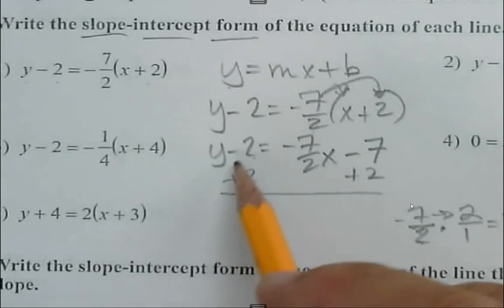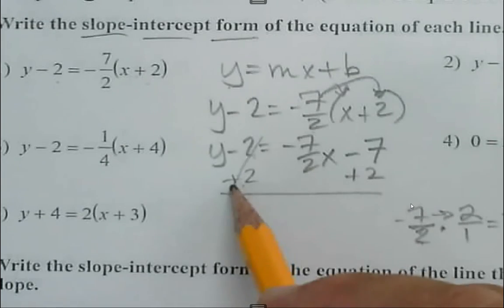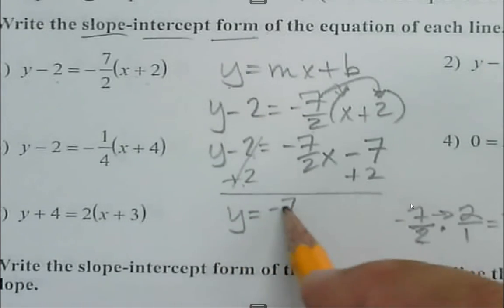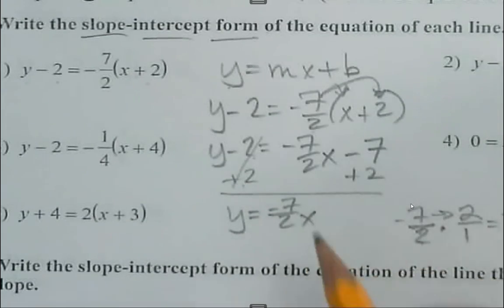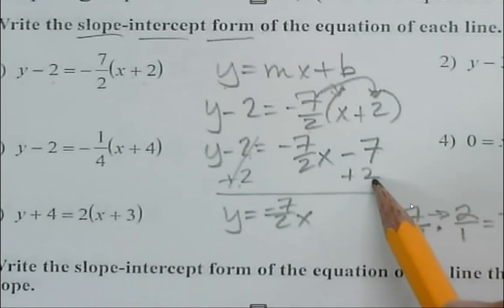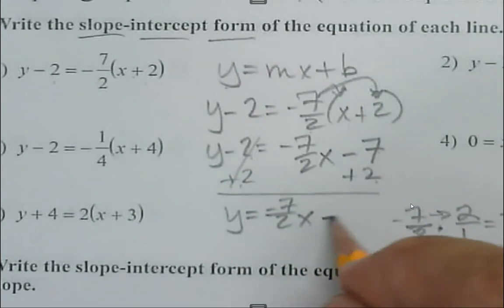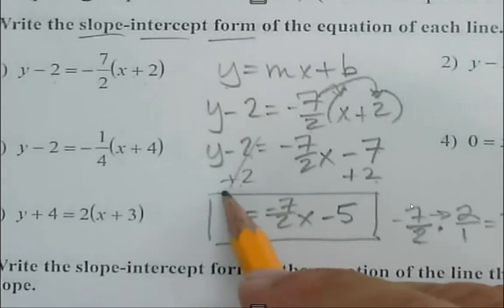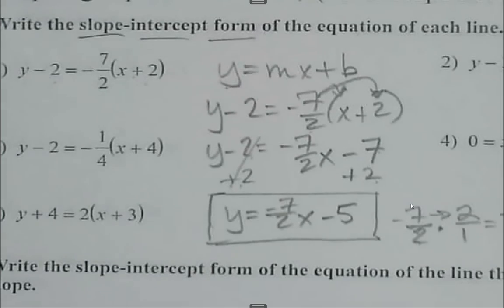Okay? So over here, -2 plus 2 is going to go away. So I'm going to get y equals -7/2 x. And then -7 plus 2 is a -5. So this would be my final answer for number 1.